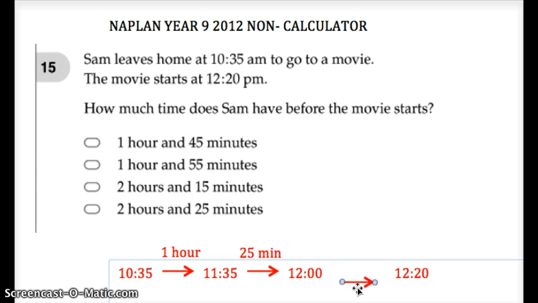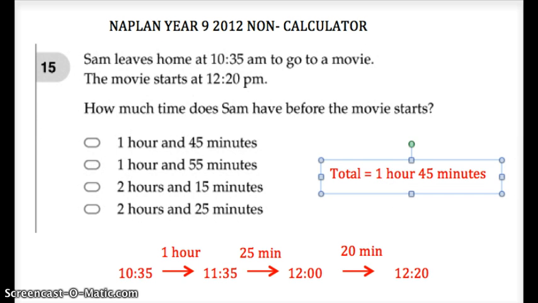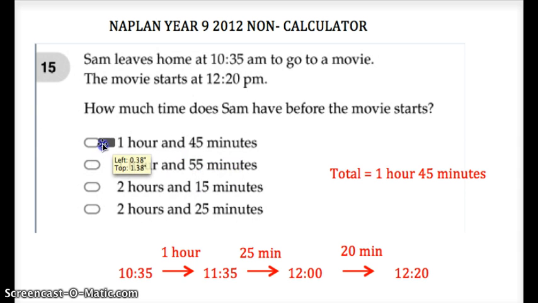And the last thing we need to do is look and see how much time there is from 12 o'clock to 12:20, and that's another 20 minutes. So the total time will be 1 hour, and adding these minutes together, you've got 25 minutes and 20 minutes, which makes 45 minutes. So we'll have 1 hour and 45 minutes. So the answer is this first one here.